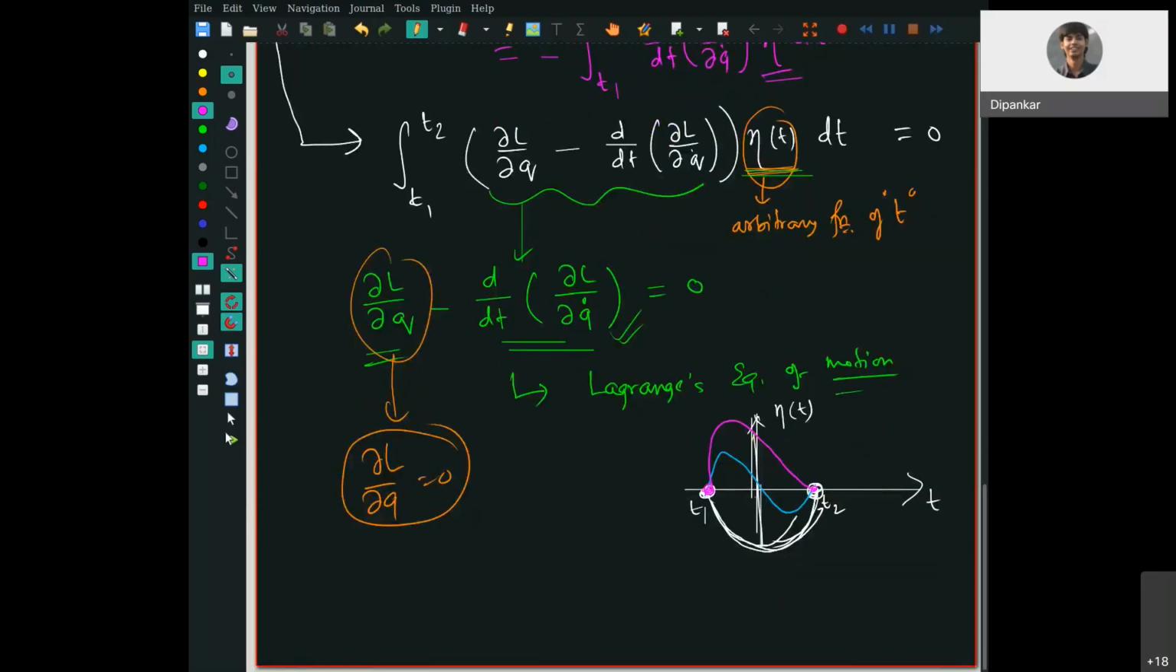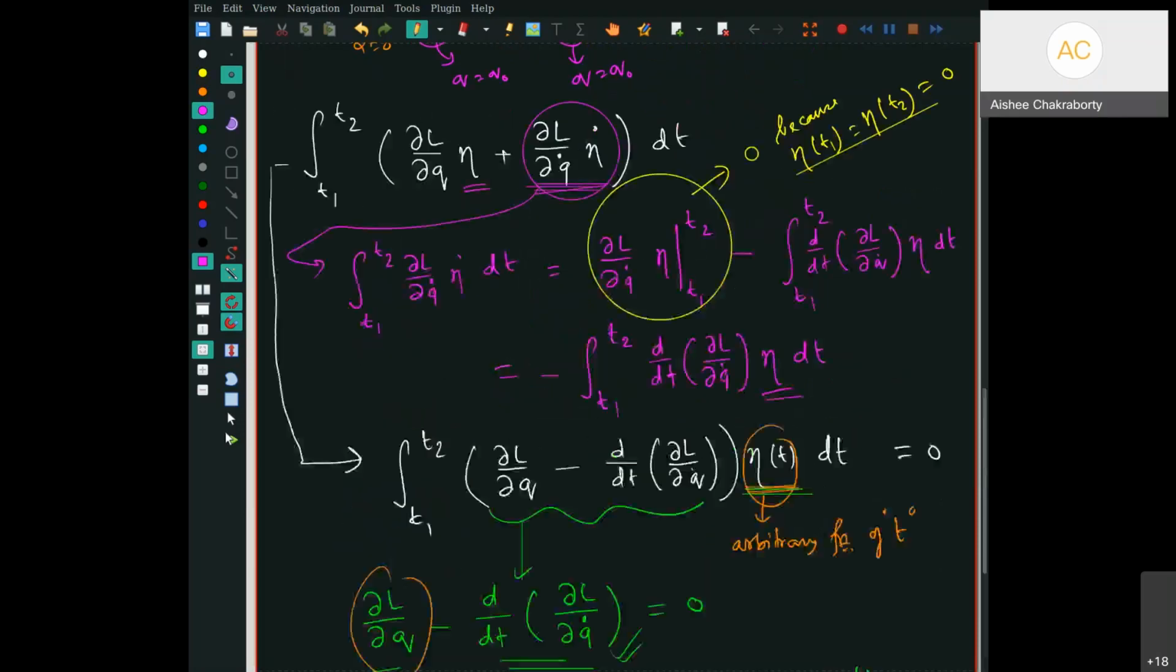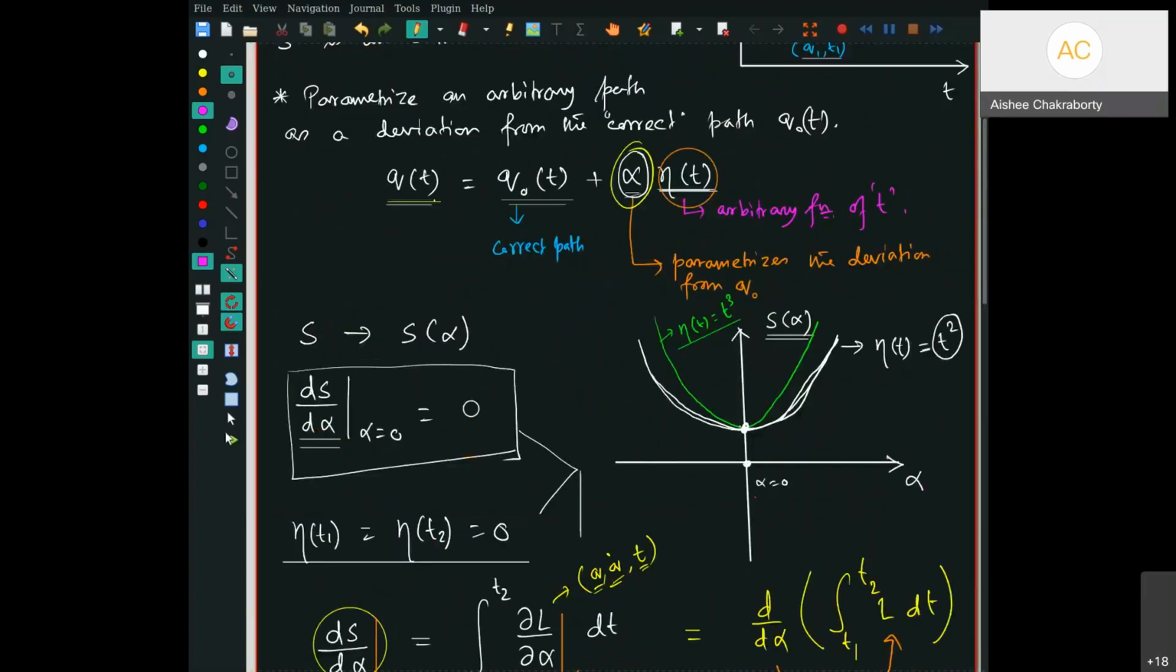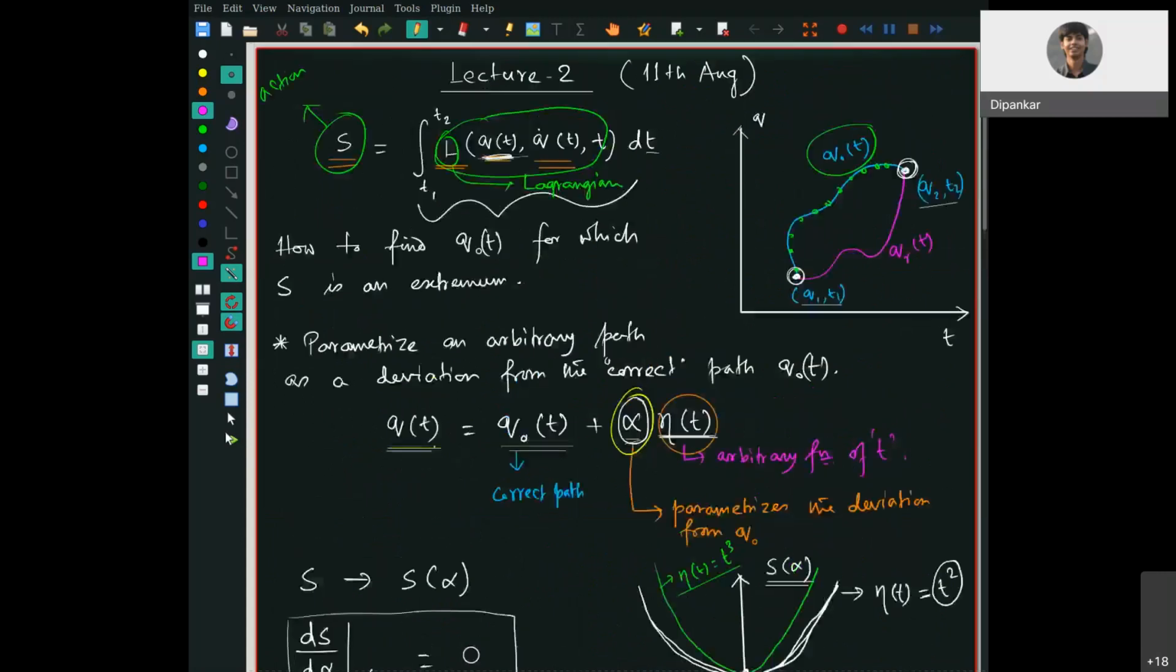So sir, that graph of S versus alpha doesn't depend on the eta t, right? It can be any function of alpha. It depends on the structure of L, that is true, but it also depends on the choice of eta t, because eta t tells you what function you are integrating.